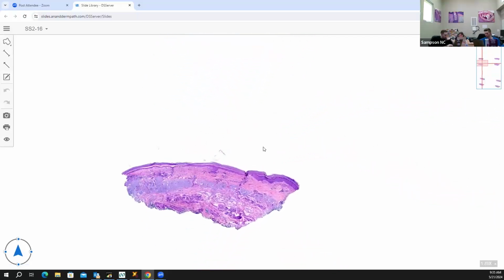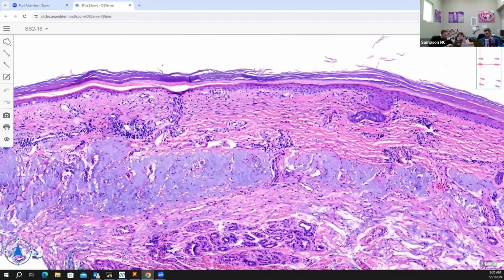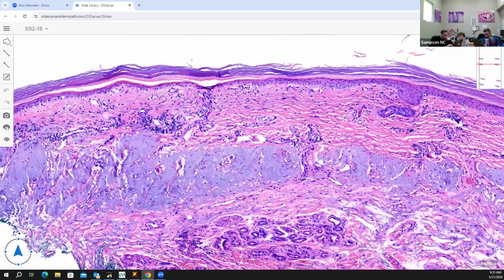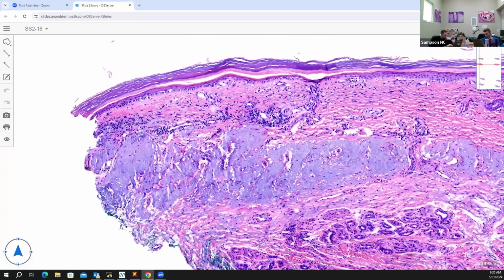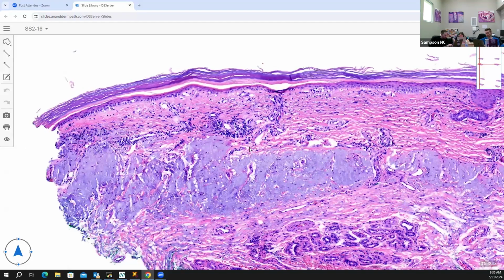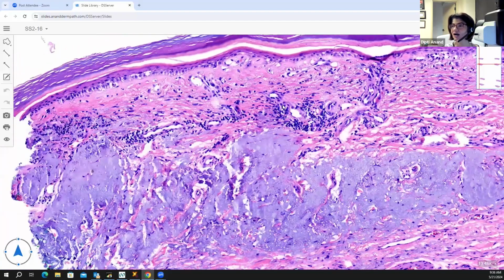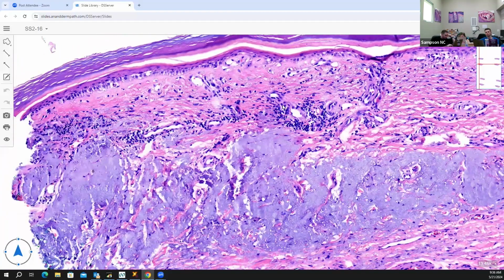Okay, it looks like we might have a shave biopsy on some sun damaged skin. Looks like there's a band of solar elastosis with very atrophic skin or epidermis. I see a lot of vessels as well with some perivascular lymphocytic infiltrate. I can't think of anything more specific than something like stasis.